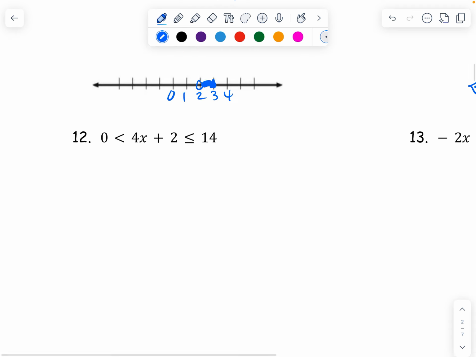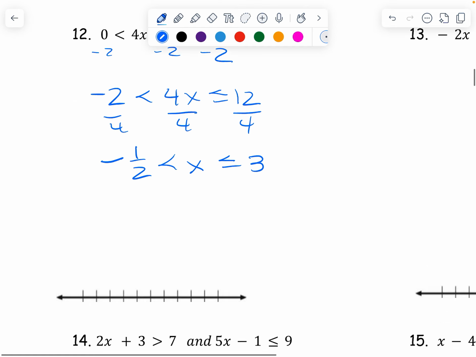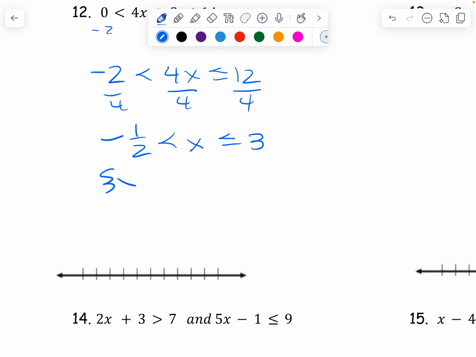Okay. So I'm going to subtract 2 on each one of these. I get negative 2 is less than 4x, which is less than or equal to 12. Divide by 4 on each one of these. Negative 1/2 is less than x, which is less than or equal to 3. So set builder, negative 1/2 less than x less than or equal to 3. And interval notation, negative 1/2 and including 3.